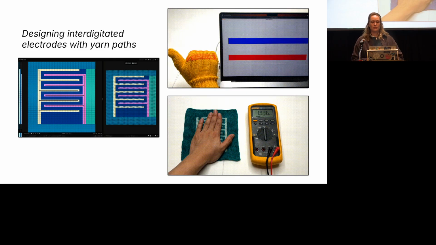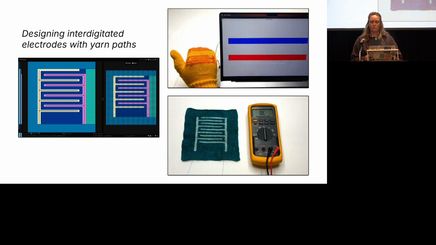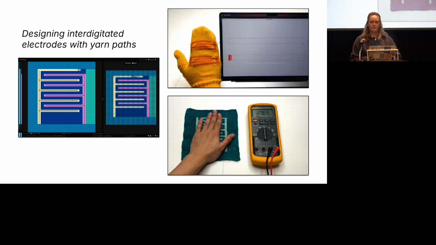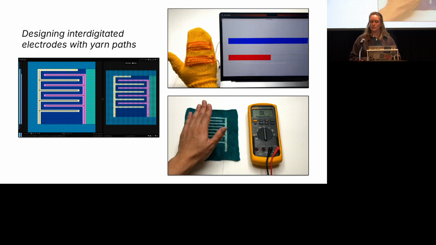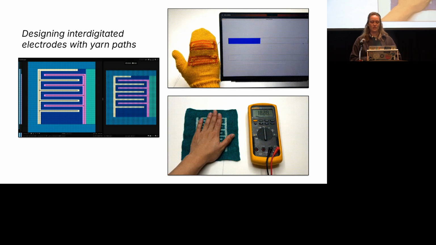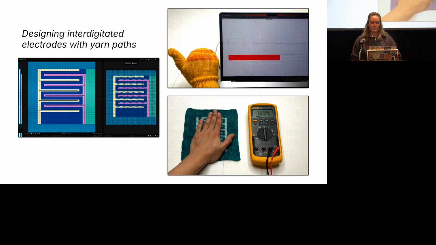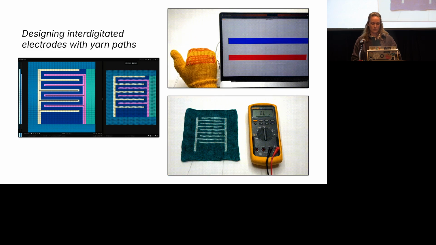And then we can also use the yarn paths to explore this higher level material behavior. Here we're using yarn paths to design an interdigitated electrode structure which can sense bend and pressure on this mitten and swatch.